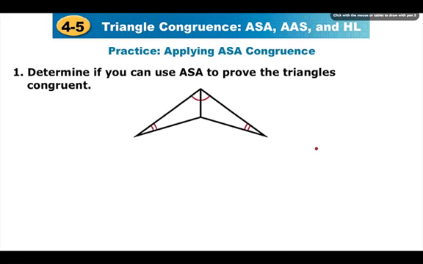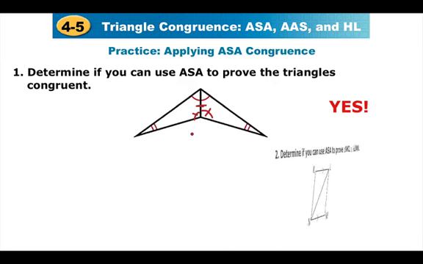Let's practice using angle side angle. Determine if you can use angle side angle to prove that the triangles are congruent. So you're looking at this angle being congruent to this angle, congruent to this angle, and notice that this side is congruent to itself, reflexive property. So can you use angle side angle to show that these triangles are congruent? The answer is yes. Why? Because this angle here is congruent. Why? Because of the third angle theorem. So this is why this is a yes.